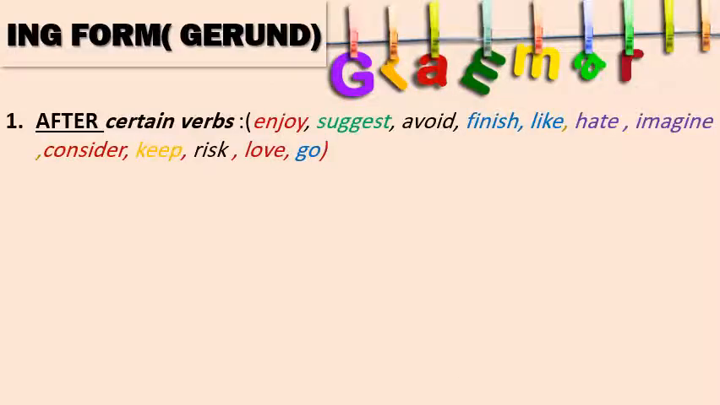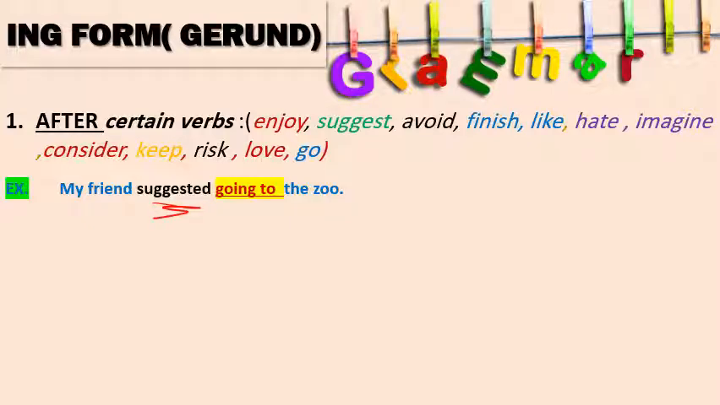Now it's the last part of our session, which is gerund. Gerund is the verb plus ing. We use gerund after certain verbs like enjoy, suggest, avoid, finish, like, hate, imagine, consider, keep, risk, laugh, and go. For example, my friend suggested, the verb suggested, going to the zoo. And go, we add ing to the verb go.